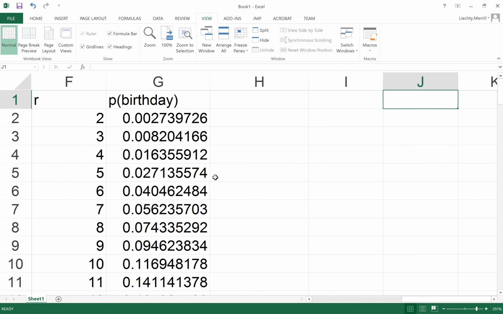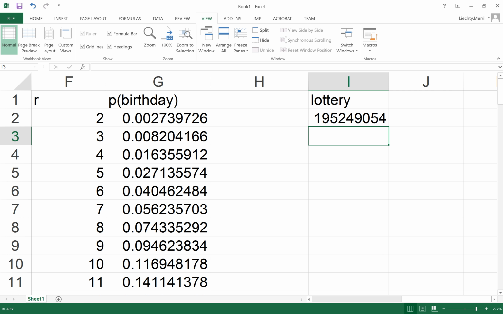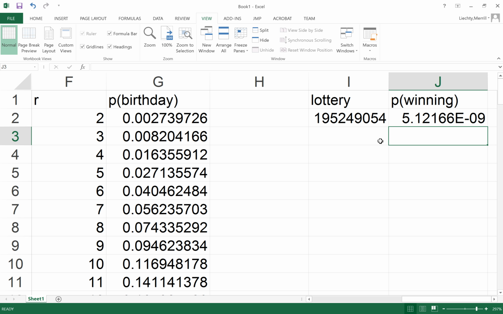So we go over to Excel and we can calculate this. So here we have combine 59,5 times 39. 39 choose 1 is just 39, so we'll leave that there. And we see that we have 195,249,054 different possible winning tickets, only one of which wins. So the probability you're going to win is 1 divided by that number. And so the probability of winning is just going to be equal to 1 divided by that, which is a very small number, 5 times 10 to the minus 9.